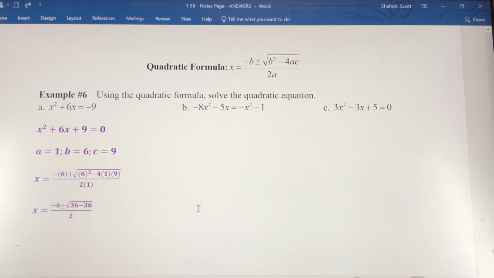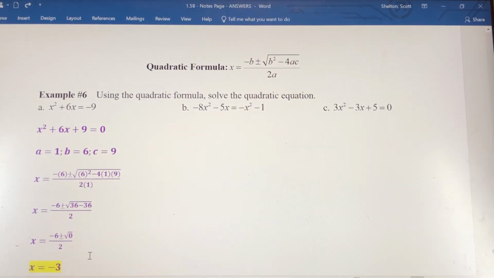So I can see now my discriminant is 0. And if you think back to the previous video, that means I'm only going to have one solution. It's going to be real. It's going to be rational. So that gives me -6 plus or minus the square root of 0 over 2. We know this part is going to go away. So I'm just left with -6 over 2, which is -3. So the only solution for this equation is -3.